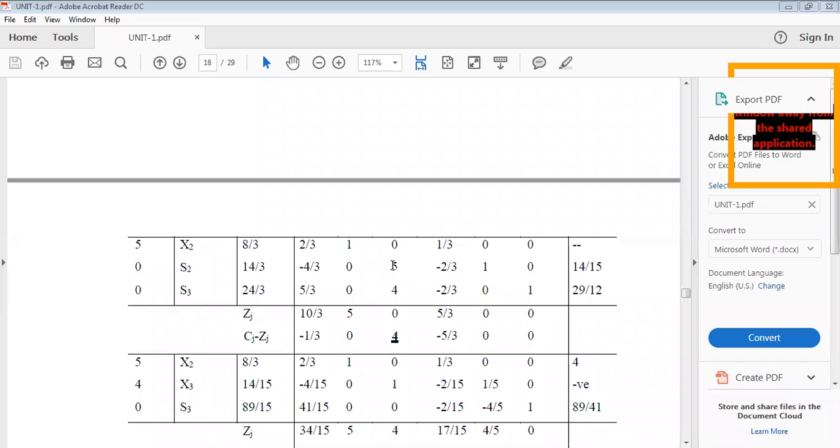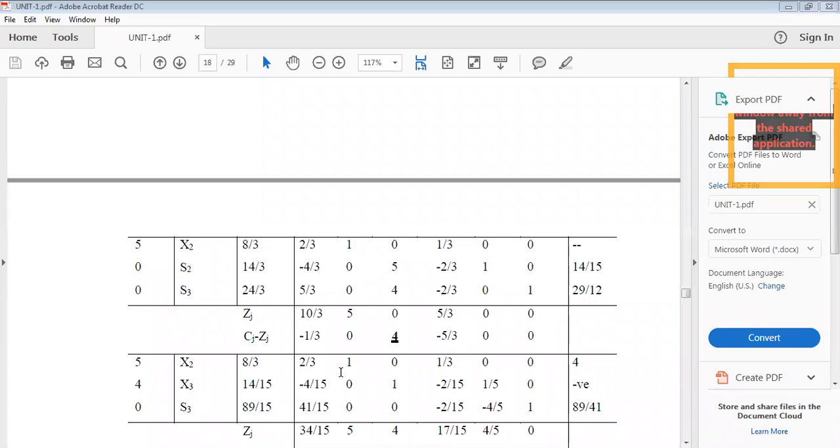Now this particular 5 has to be turned into 1, whereas the other elements in the vertical column are to be made zeros. This is already 0. This 4 has to be made 0. So in the next iteration you can see this. If you intend to make it 1, divide all the elements in the particular row by 5. 14 by 3 divided by 5, so 14 by 15 it becomes. Next, minus 4 by 3 divided by 5, so minus 4 by 15.